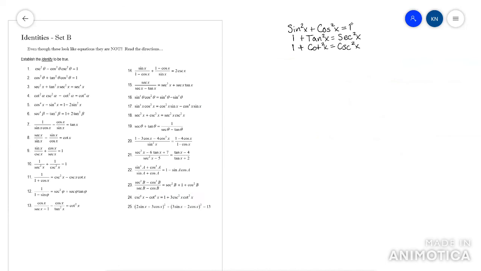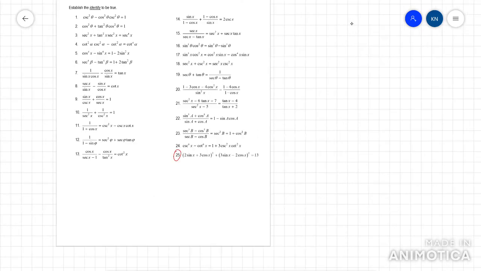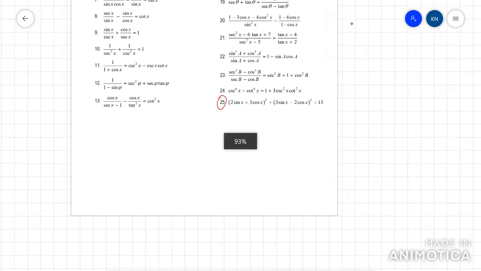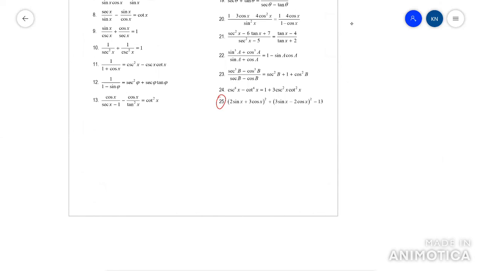Okay, last problem. If you made it this far, you should be real proud of yourself. Okay. I don't feel like writing all that out, so I'm just going to move this. On number 25, you're going to need to FOIL this out. So if you FOIL this part and FOIL this part correctly, you'll get 4 sine squared plus 12 sine cosine plus 9 cosine squared. That's this first part.